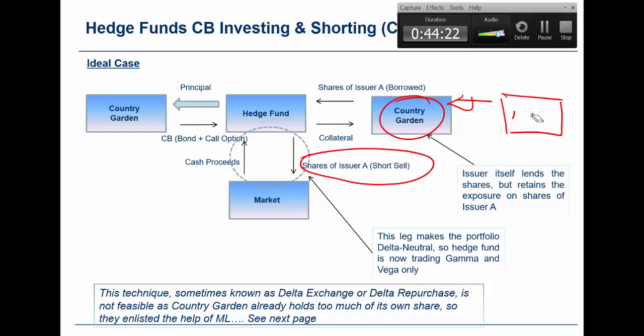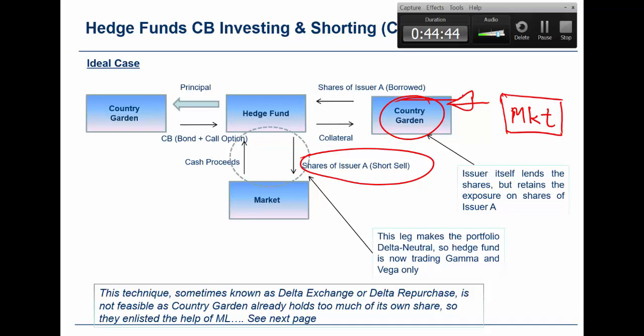This is the market. Now, in the case of Country Garden, they were not able to do that because there were already not enough shares in the market, in the public float. If they buy some more, there will be even less available in the market. So they were not able to do that. But ideally, you want to do that.